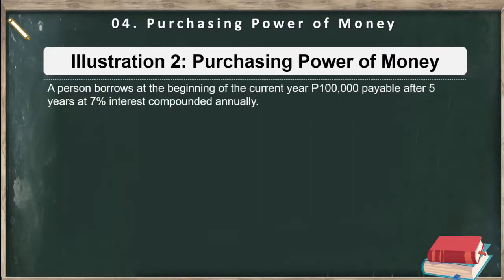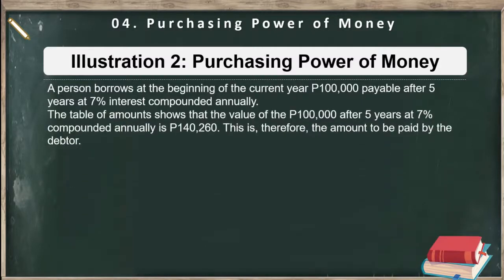Another example, a person borrows at the beginning of the current year 100,000 payable after 5 years at 7% compounded annually. The table of amounts shows that the value of the 100,000 after 5 years at 7% compounded annually is 140,260. So in terms of nominal value, hingsaka siya by 40,260 inclusive of the compounded interest.